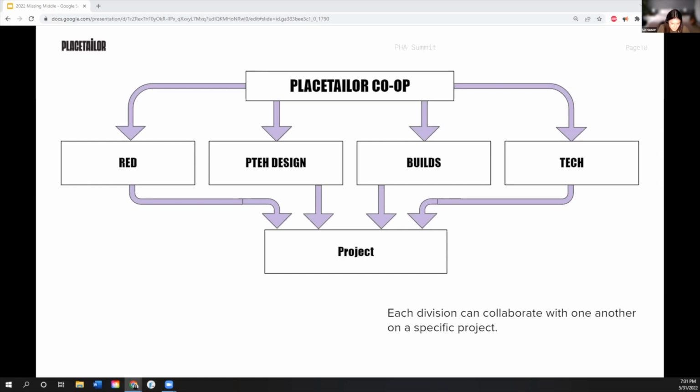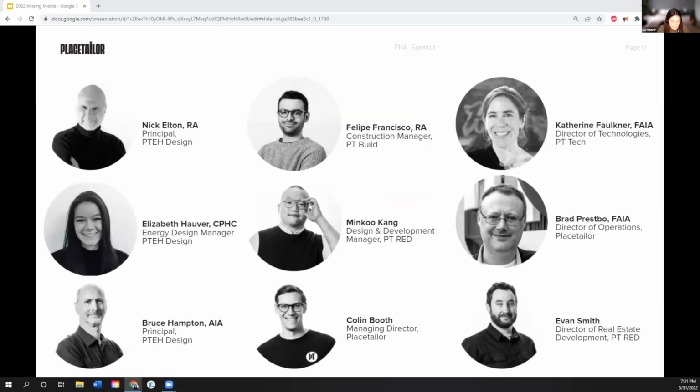Because of these, we've been able to achieve a number of firsts related to Passivhaus, net zero energy, zero carbon, and prefab approaches. And so it's not just a company, it's a movement, and we're going to drive that movement forward cooperatively with anyone who shares that mission. And meet the team of leadership who share that mission at Placetailor.